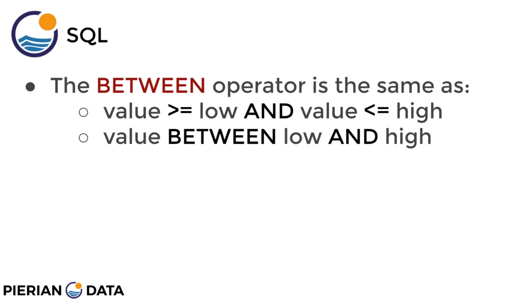You should note that using the BETWEEN operator is essentially the same as asking individually where a value is greater than or equal to low and a value is less than or equal to high. So note that the low and the high here are both inclusive. So it's actually including the endpoints there.